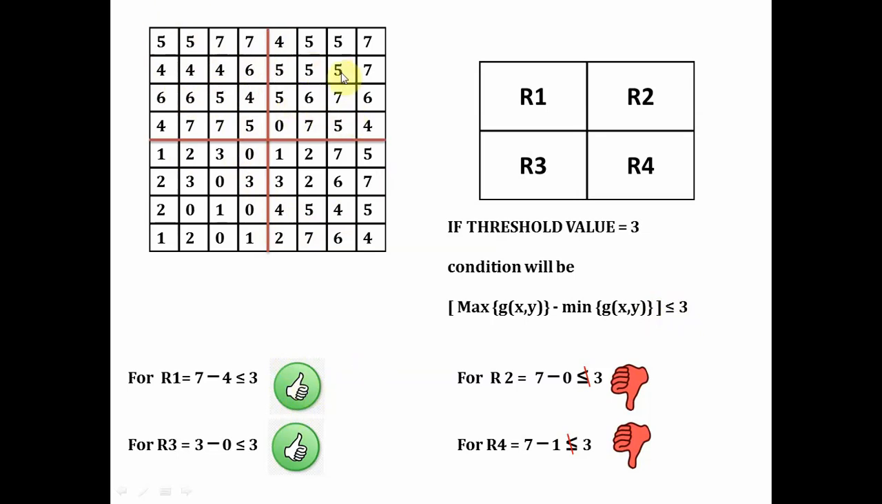For R2 region, what is the maximum value? 7, and the minimum value is 0. 7 minus 0, that is 7. No, you cannot satisfy the condition.